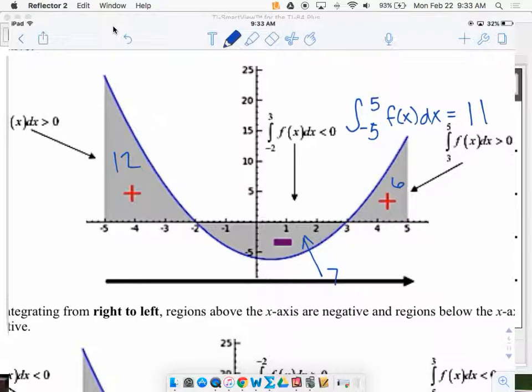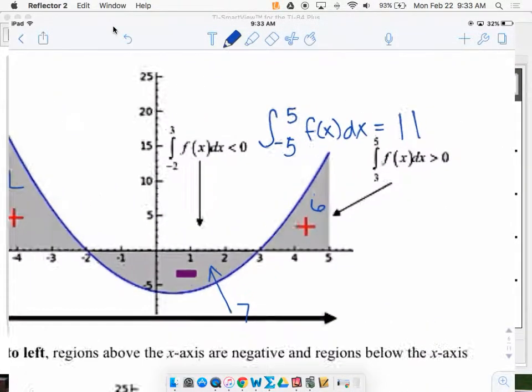Okay. Now, does that 11 tell you the area from -5 to 5? No, right? Because we have this chunk here that is underneath the x-axis, so it will not give you the area. Area has to be positive. So say the area of this was 12, the area of this is 7, and the area of that is 6. If you add those 3 pieces up, you get what? That would be the area. But just the integral going from -5 to 5 would be 11. So what you accumulated going in that region would be just 11.